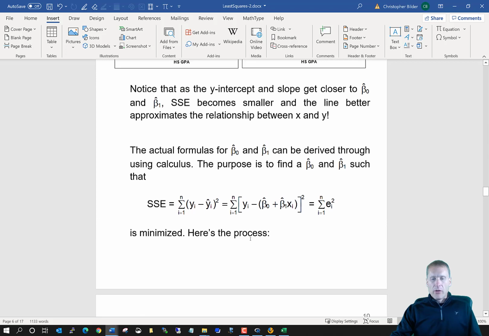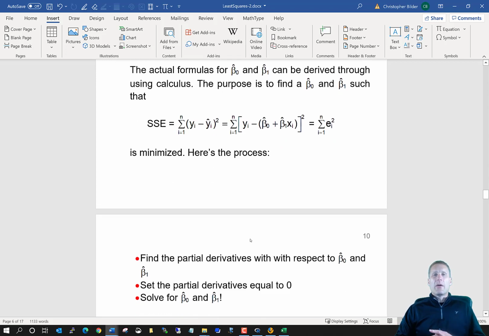Okay. So that was the intuitive explanation of how the least squares estimates, these beta hat 0 and beta hat 1, come about. Here is a mathematical description. I'm not going to go through the details because this does involve calculus. So I'm not going to ask you a question on the test to actually derive it as I do here.